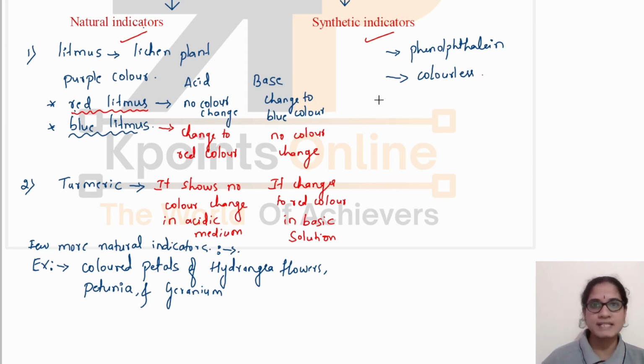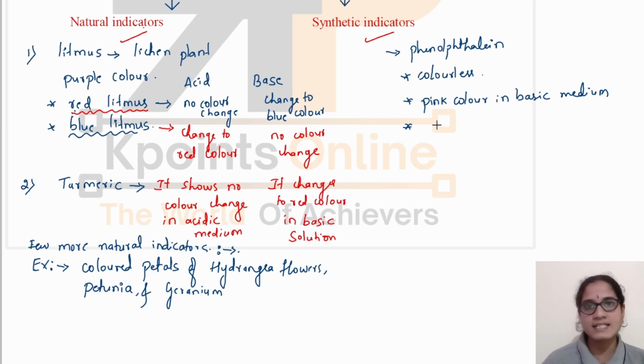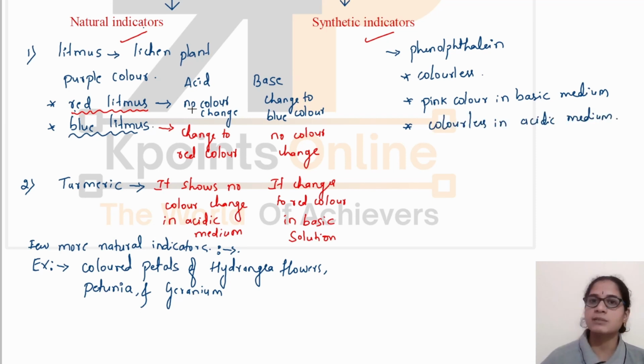It is basically colorless and it shows pink color in basic medium. It shows color change, that is, pink color in basic medium. This is about phenolphthalein. And it is colorless in acidic medium. Suppose you add phenolphthalein to acidic medium, it shows no color change and it turns to pink color in basic medium. This is one synthetic indicator.